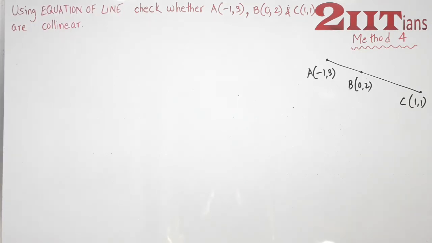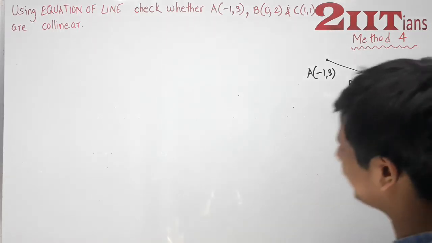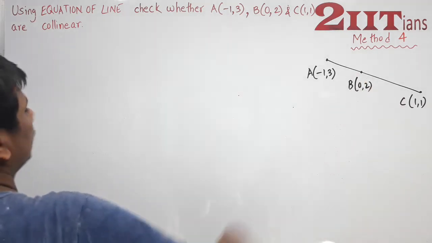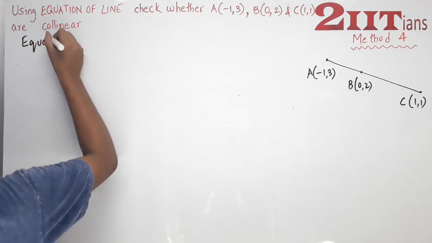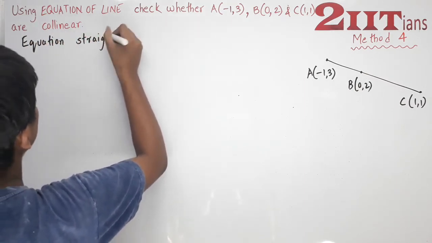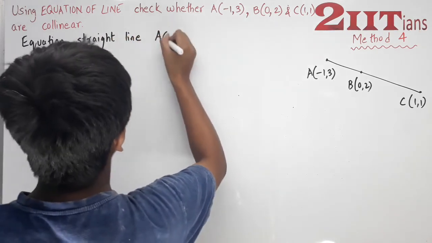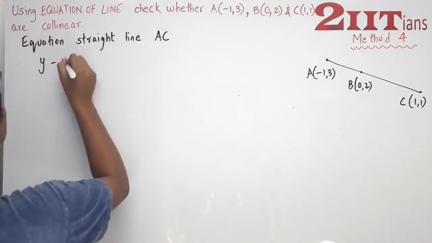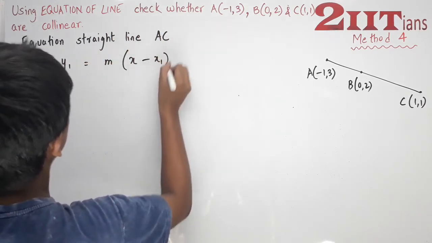Using equation of line, check whether A, B, C are collinear. Now we will use the equation of straight line AC and then satisfy the point B. Equation of straight line AC will be y minus y1 is equal to m into x minus x1.